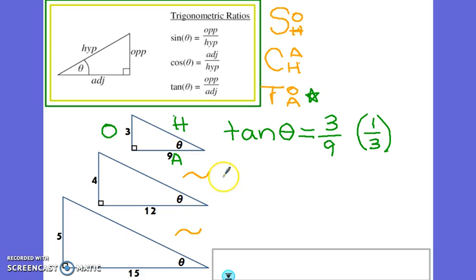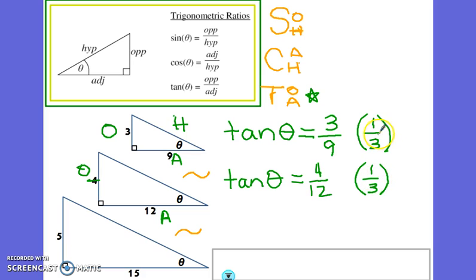On this one, if I set up a tangent ratio, okay, so tangent, again, is going to be opposite over adjacent. We have the same orientation here. So kind of the same setup on this one. Tangent of that angle is 4 over 12. Again, you could leave it like that, or you could reduce it. If you reduce this one, you get 1/3.